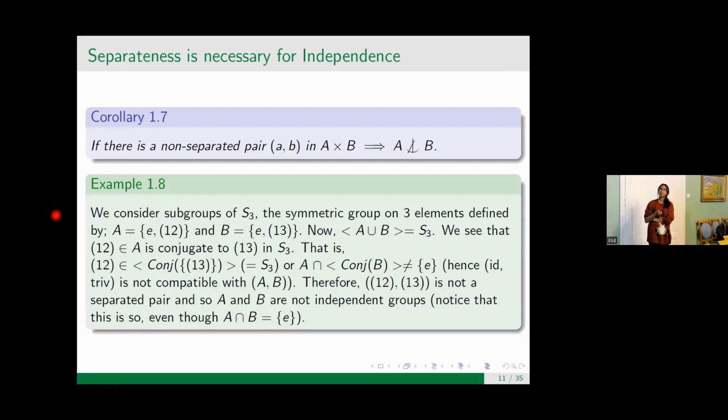However, by this homomorphism extension independence, it is not the case, because we see that (1 2) in A is conjugate to (1 3) in S3. That is, (1 2) is in the conjugate closure of (1 3), because in S_n, cycle structure is enough to characterize conjugates. So this means that A intersect the conjugate closure of B is in particular not the identity, and hence this pair of homomorphisms is not compatible with A, B, and so these are not homomorphism independent subgroups, even though they only intersect in the identity.